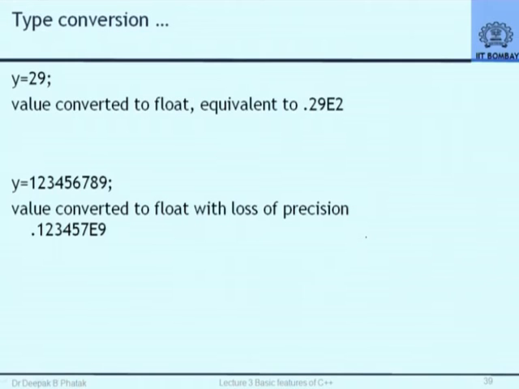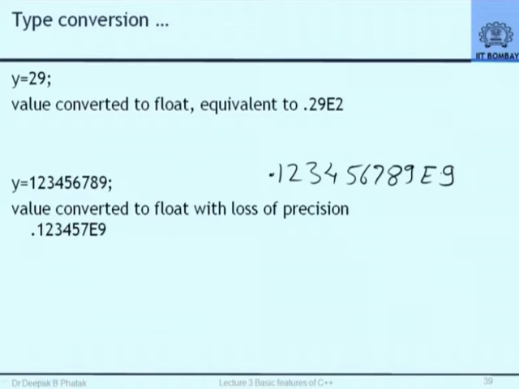Next example. y is equal to 29. 29 is integer. y is float. It's converted to 29.0. y is equal to 123456789. Now, integer is being converted to floating point. The floating point representation actually is 0.123456789 multiplied by E1. If I treat this as a floating point, in my representation, it will be 0.123456789 E9. However, the mantissa has more digits than what can be accommodated in a 32-bit number, since we said 6, 7 digits of precision. What the C++ compiler actually does is, this time it is more generous. It will round off the last digit. So if it can store, for example, 6 digits of mantissa precision, the actual number will be 0.123457, because 6, 7 rounds up to 7.